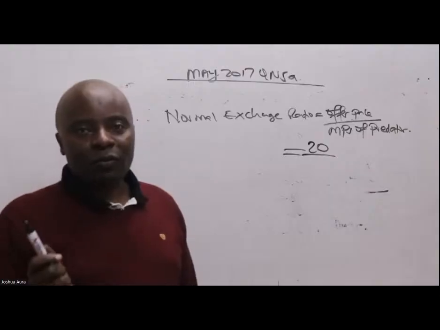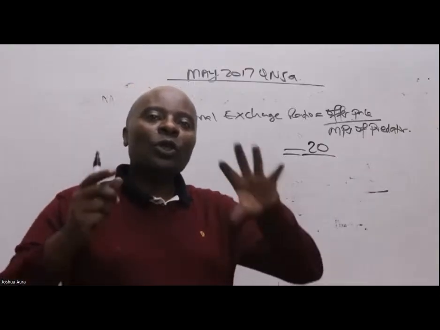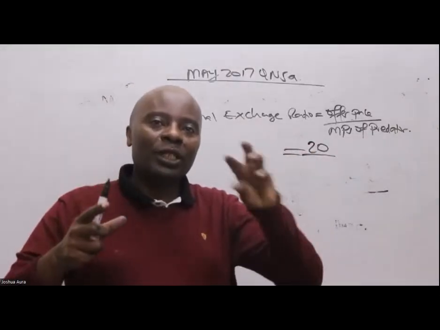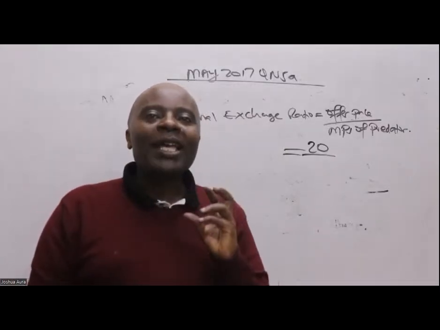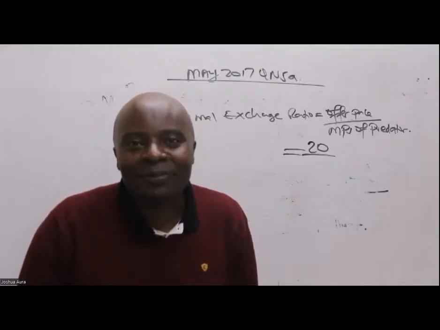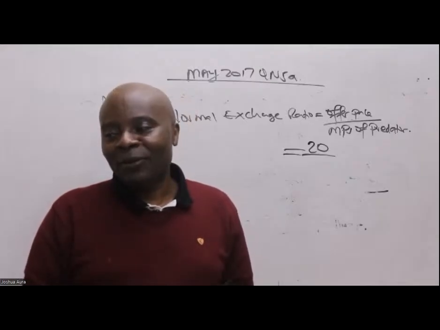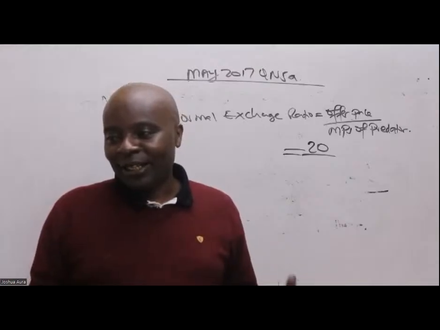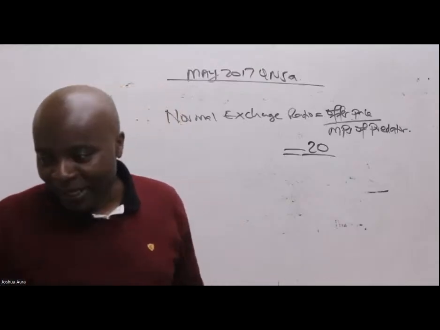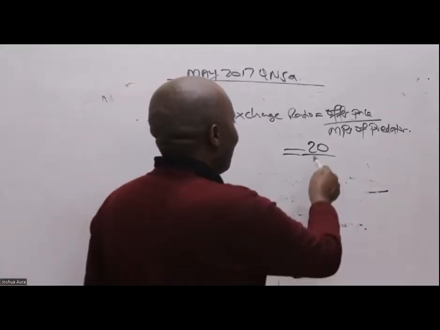Go to your two columns. Column A was the predator company, B was the targeted company. For column A, is anybody able to see the market price per share? The answer is 40.